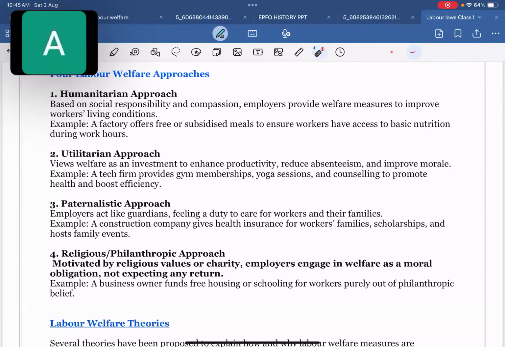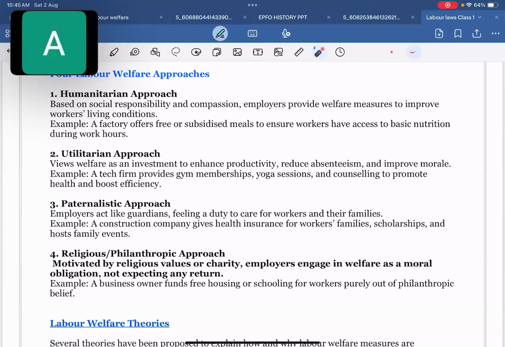There are 14 persons who have joined. Sir, I have a doubt. Yes, please ask. In the humanitarian approach and utilitarian approach, both, I think, overlap, no?